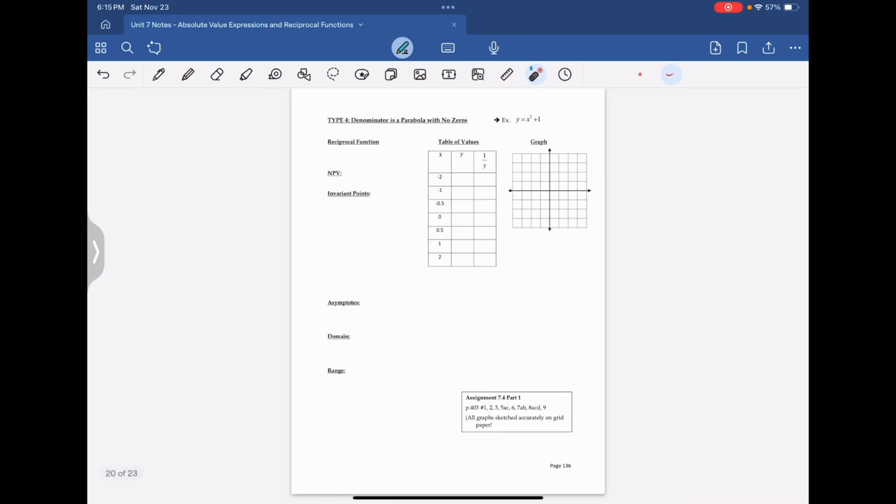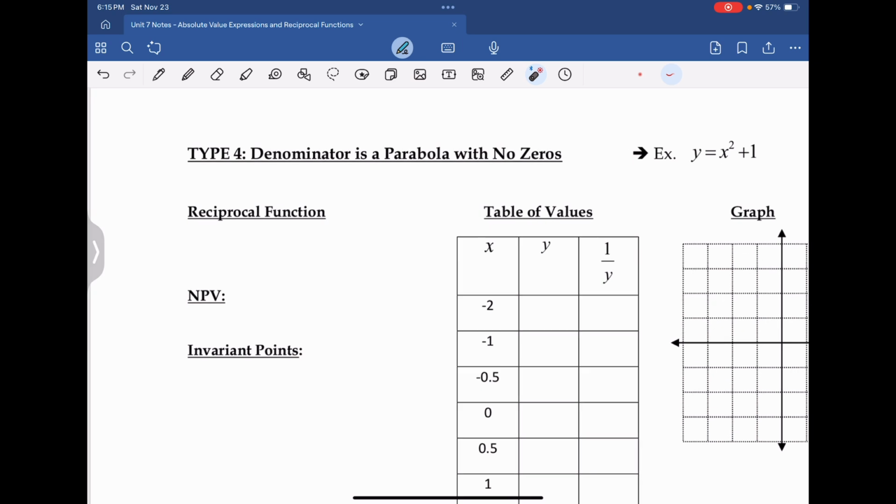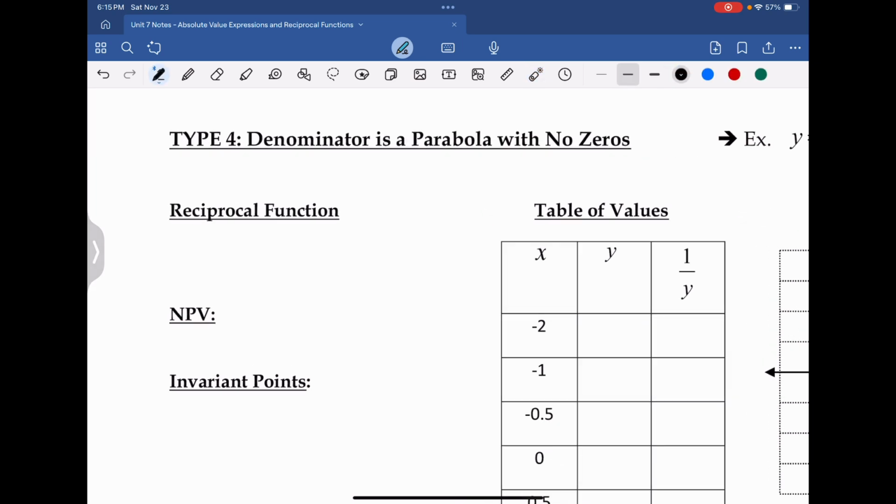Okay. Now, we're going to look at one last example, which is what if we have no zeros? We've now dealt with a linear line, 2 zeros in a quadratic function, 1 zero in a quadratic function. What if there are no zeros? All right, reciprocal of this function. They give us y equals x squared plus 1. We're going to plug this in as the following: y is equal to 1 over x squared plus 1. There we go.